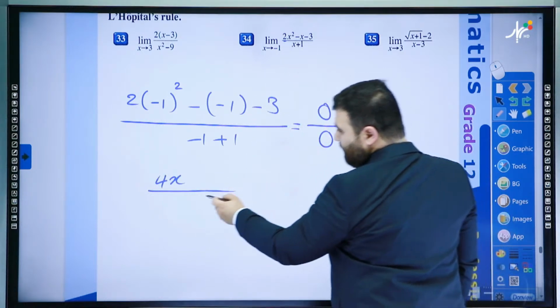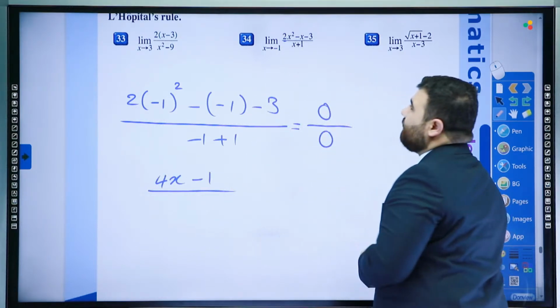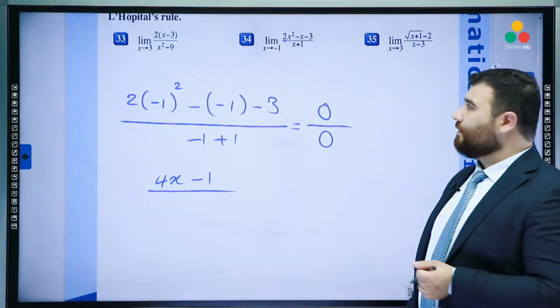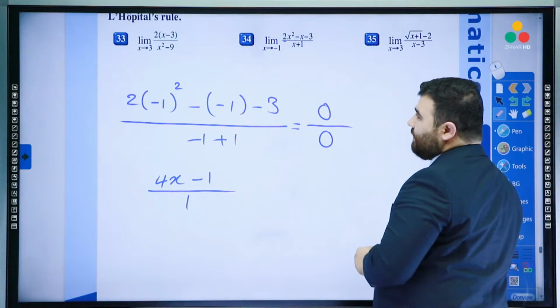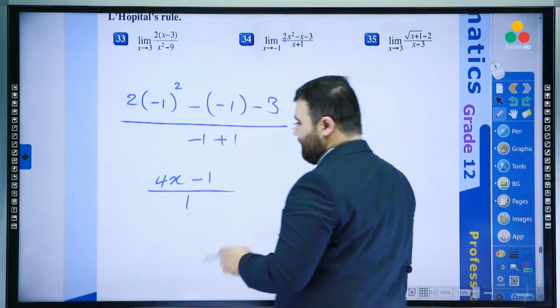Derivative of negative x is negative 1. And derivative of 3 is 0. We don't need to write. Derivative of x down is 1. Derivative of 1 is 0. So this is the derivative of up and down separately.